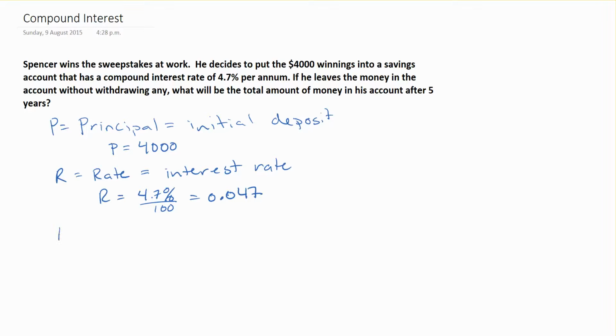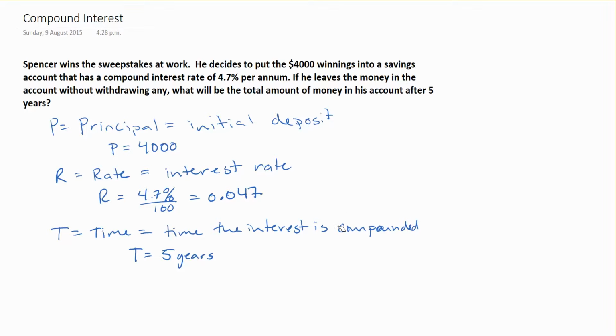The next important thing for us is going to be t, or time. And this is the time the interest is compounded for. So here we're looking for 5 years. So t in this case is going to be 5 years. And with this kind of information we can take a look at solving it.